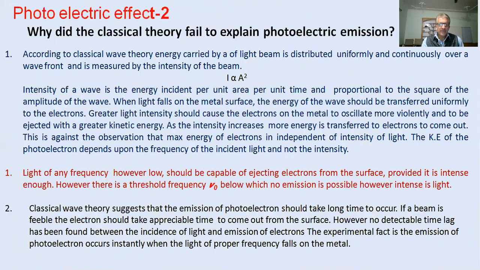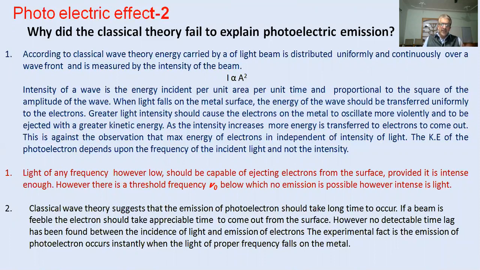Now, to discuss why classical theory fails to explain the photoelectric emission, we have to go back to the classical era of physics. Newton gave the corpuscular theory of light, in which he said that light is made up of particles. But later on, the wave theory of light was given by Huygens, in which he included the concept of wave fronts. This wave theory could explain the diffraction, interference, and polarization of light.